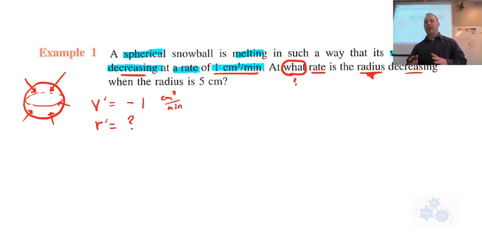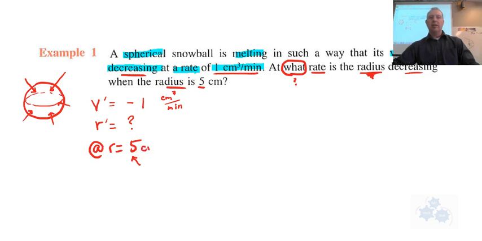So it's going to say, at the exact moment where the radius is exactly 5 centimeters, tell me exactly what the rate is right at that moment. So there'll always be a third part, and I usually just write it like this: at r equals whatever value they give you, 5. The rate of change of volume is constant throughout this whole question. The radius changing may not be, so that's why they have to tell you, find me the rate of change at exactly 5 centimeters.